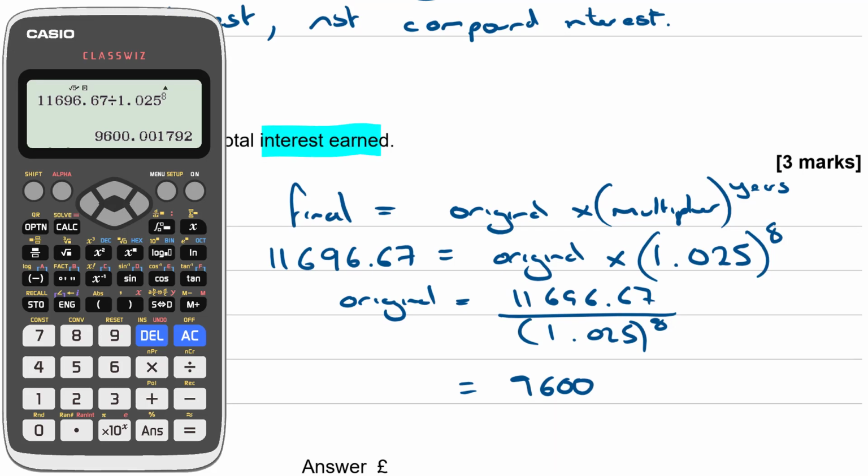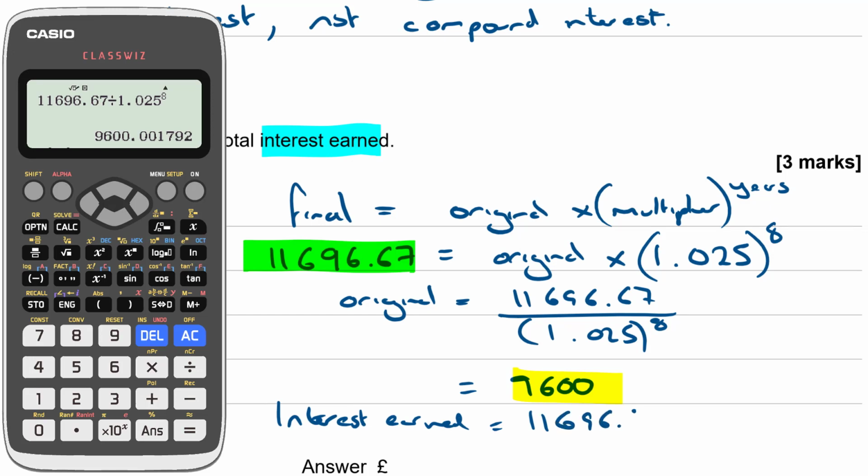So that is the difference between our final amount, this one here, and our original amount. So interest earned equals 11,696.67 minus 9,600, which is 2,096.67. Okay.